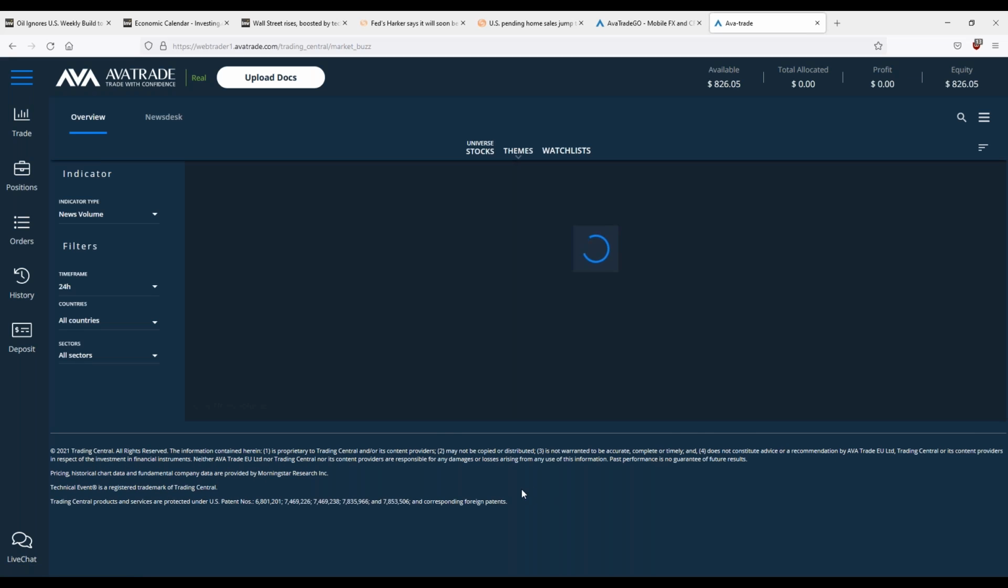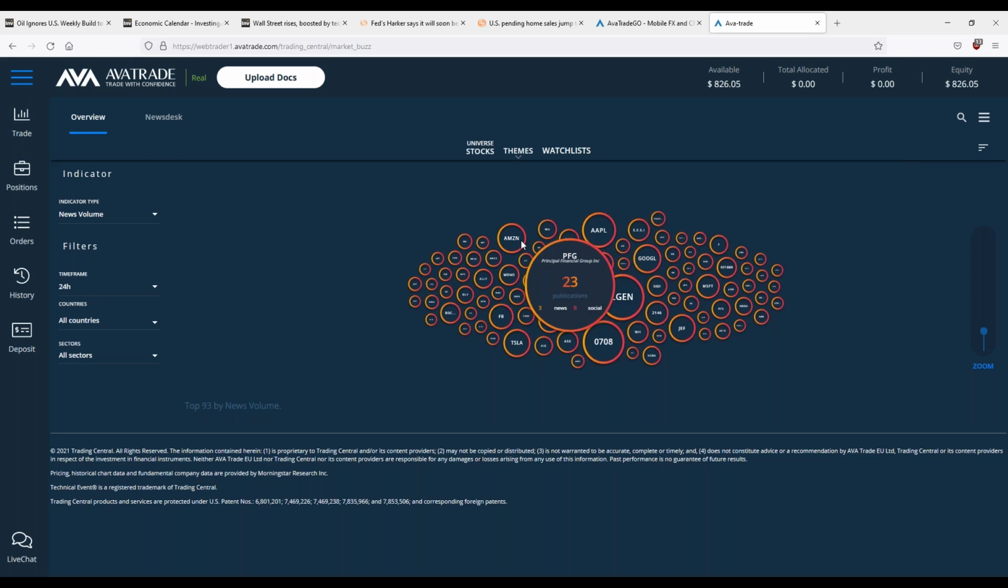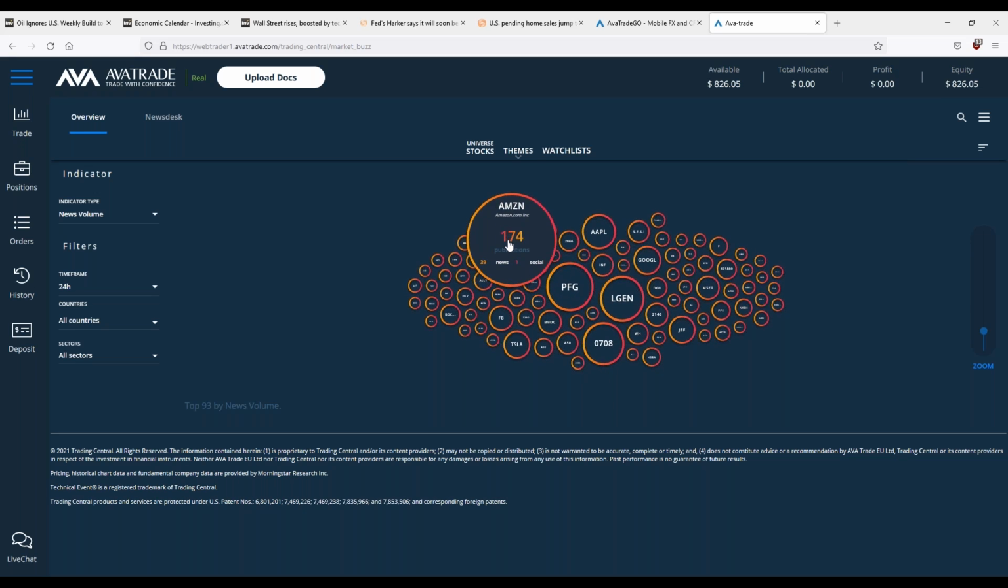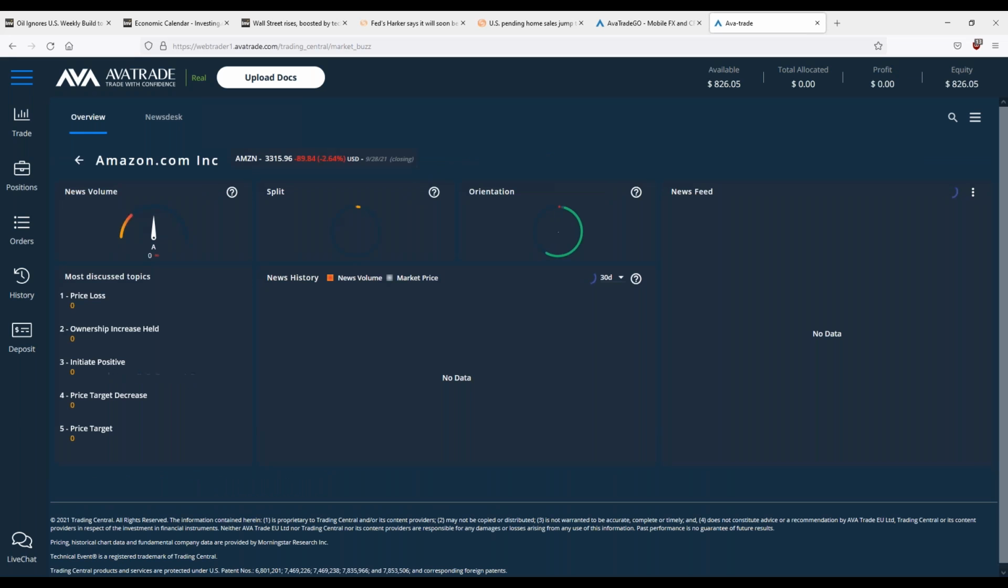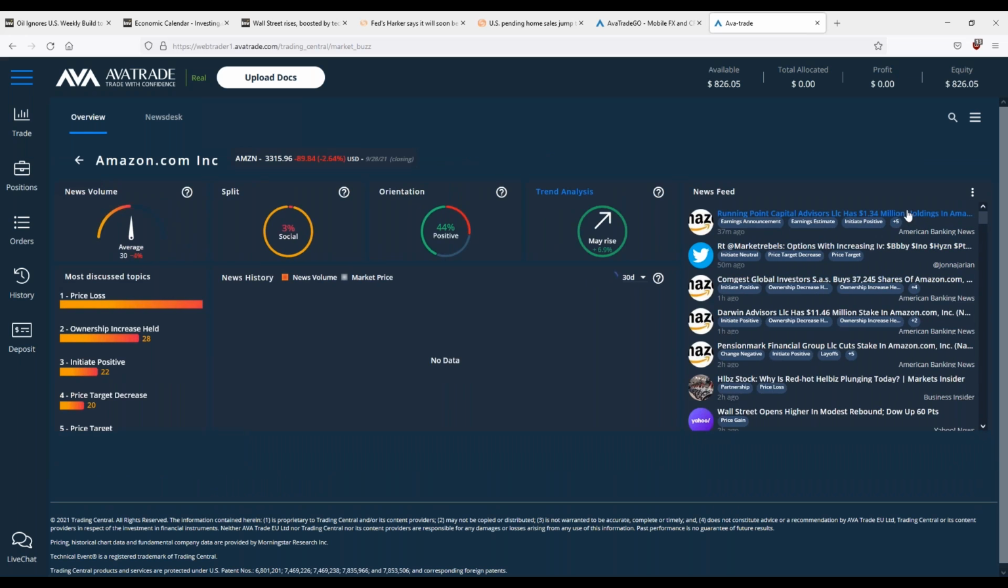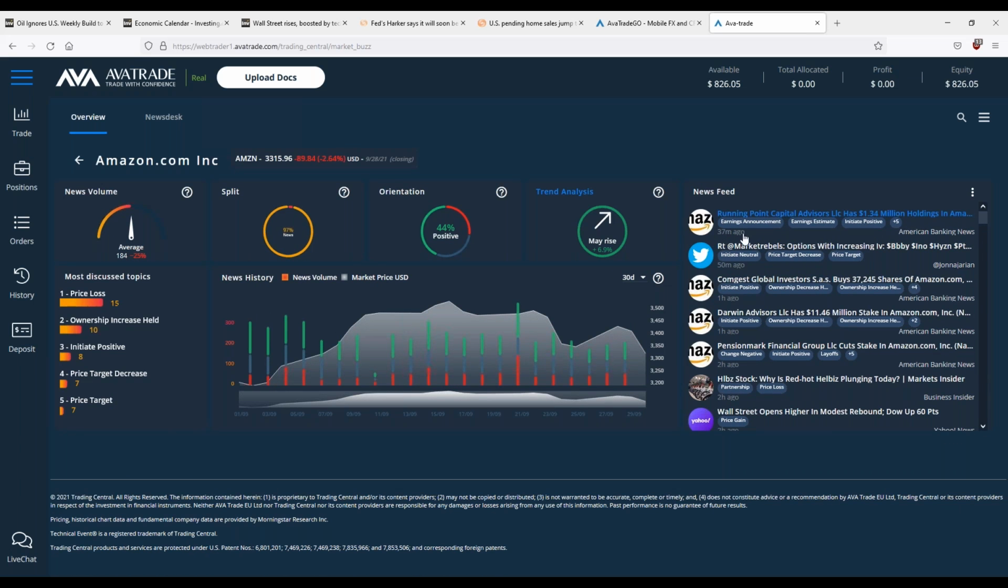So any of these bubbles, the larger the bubble, the more stories we have that might help predict the movement. Amazon's one of the larger ones here. If we click on it, we'll find 184 recent publications that involve Amazon, starting with the most recent. 37 minutes ago, this article just came out that mentions Amazon. It may help you decide what way to trade on Amazon right now.